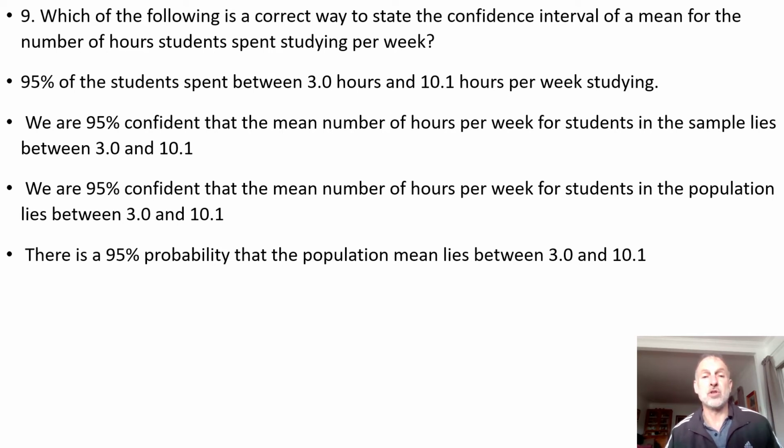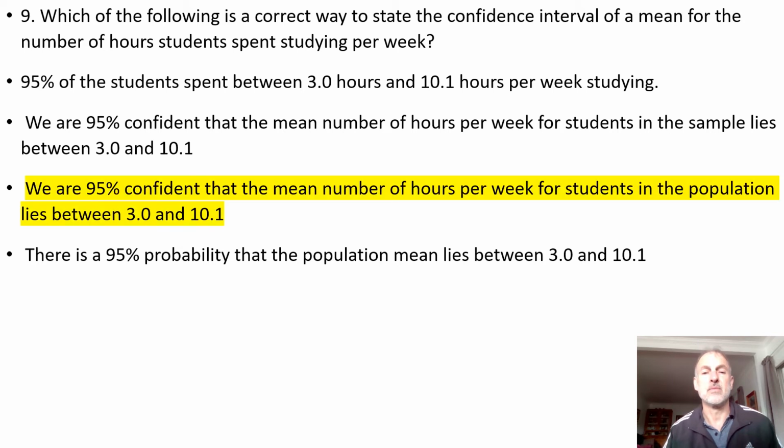We are 95% confident that the mean number of hours per week for students in the population lies between 3 and 10.1. There is a 95% probability that the population mean lies between 3 and 10.1. Pause the recording, find the correct statement. The correct one, we are 95% confident that the mean number of hours per week for students in the population lies between 3 and 10.1.